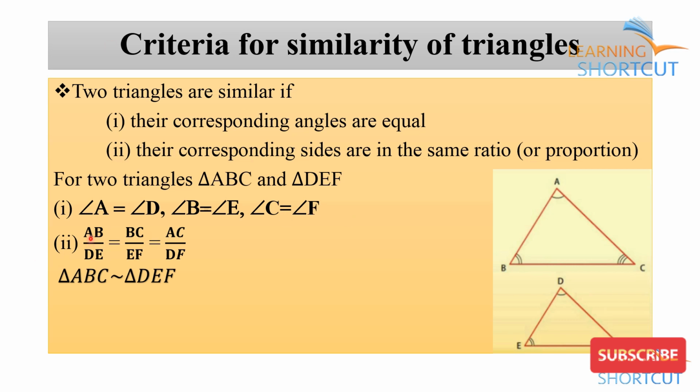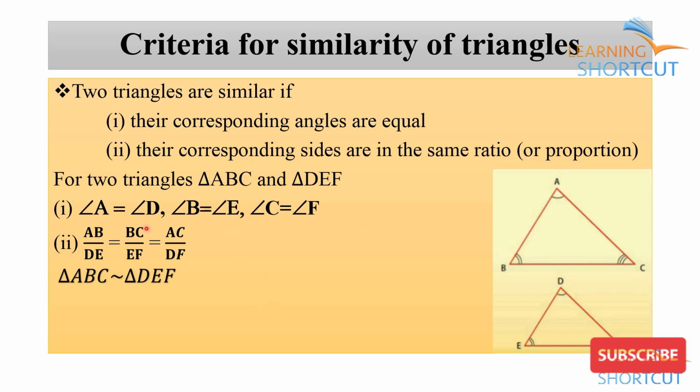So AB divided by DE will be equal to BC divided by EF, and AC divided by DF will be equal. So this ratio, this ratio, and this ratio will all be equal.